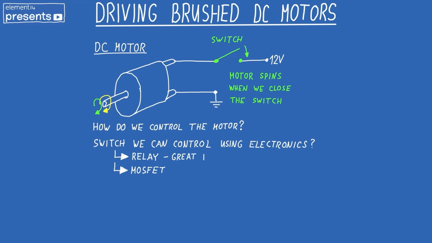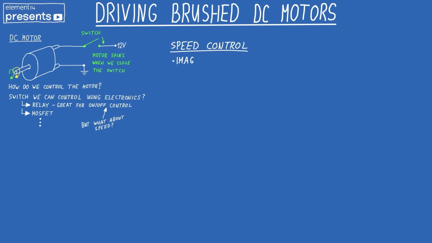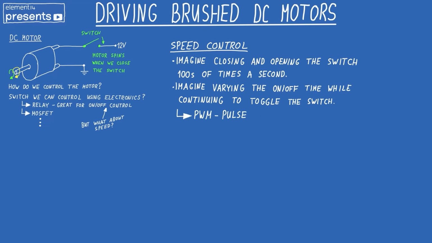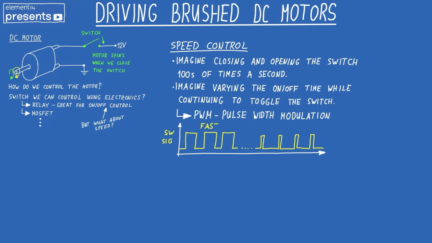A relay is a great option for simple on and off control, but to control the actual speed of the motor, we need to use a MOSFET because we need higher frequencies. Relays don't really play nicely with higher frequencies, while MOSFETs are great at it. To control the speed of the motor, imagine toggling the switch hundreds of times a second. By varying how long the switch stays on versus off, we create a pulse width modulation or PWM signal. A wider pulse delivers more power for a faster speed, while a narrow pulse slows it down.